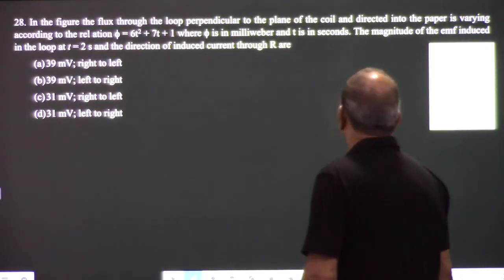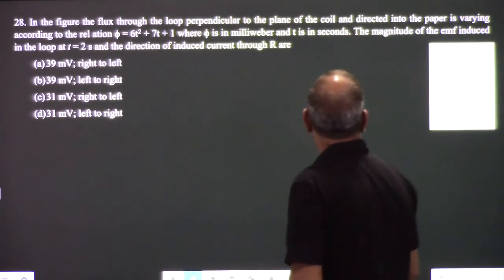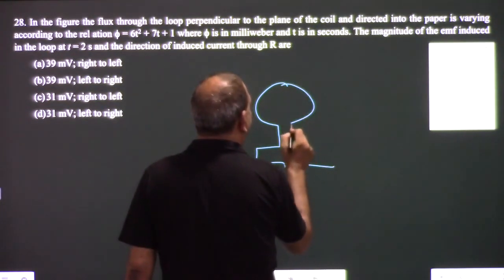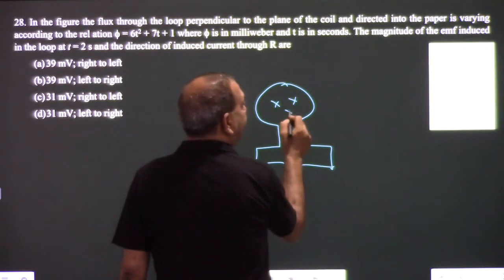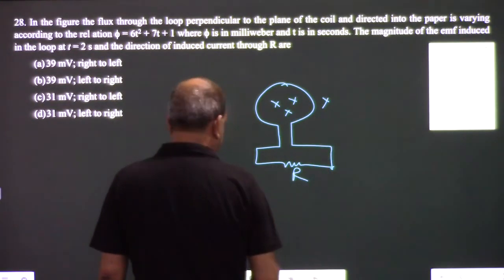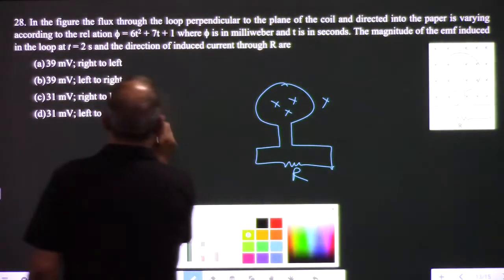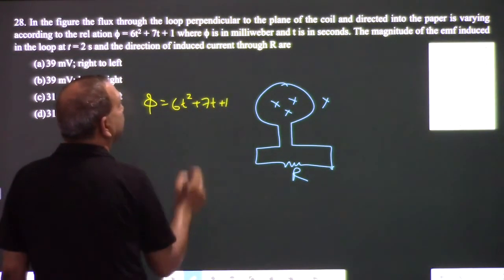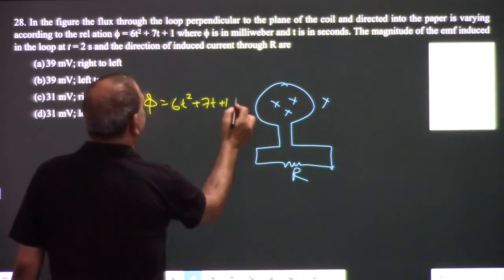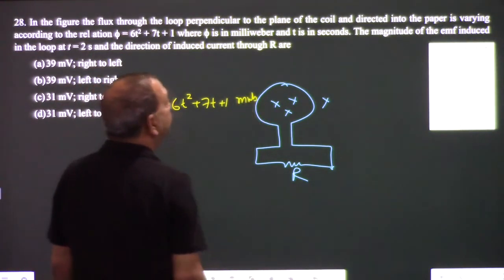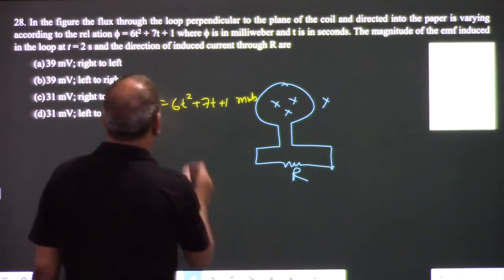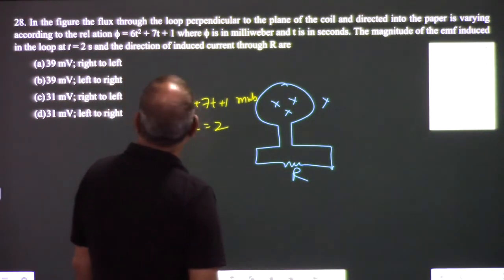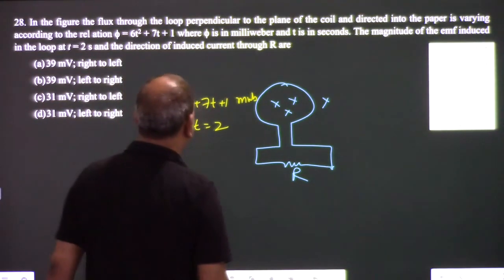Next, in the figure, flux through a circular loop. A resistance R is connected, and here there is an inward magnetic field. It is given that flux phi is equal to 6t square plus 7t plus 1, in milliweber, and t is in seconds. Find the magnitude of induced EMF at t equal to 2, and the direction of current.